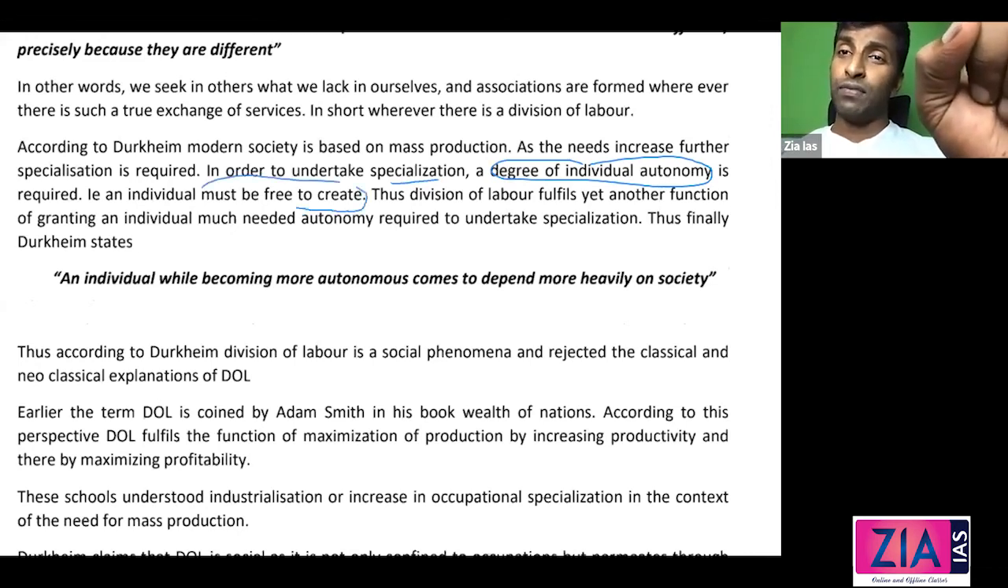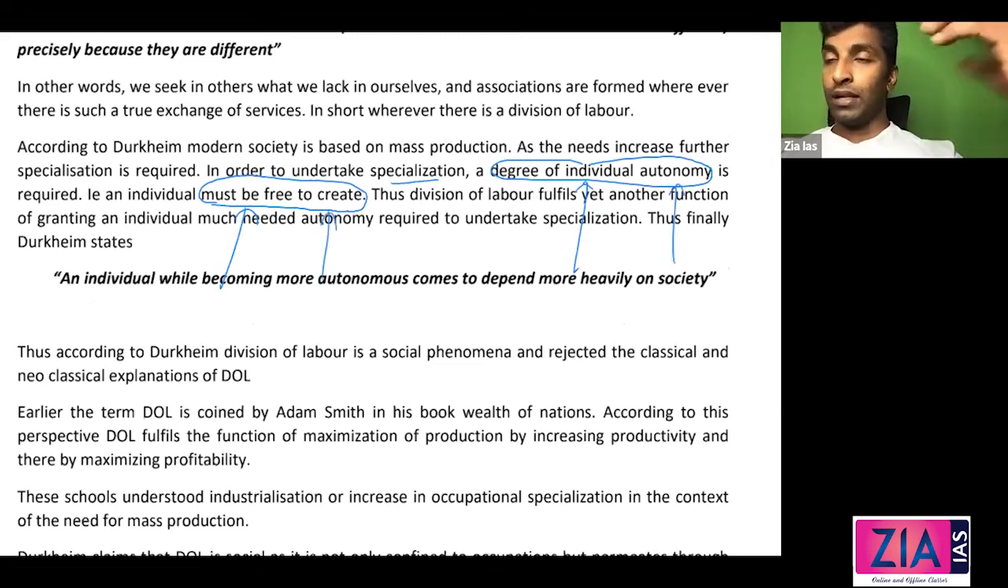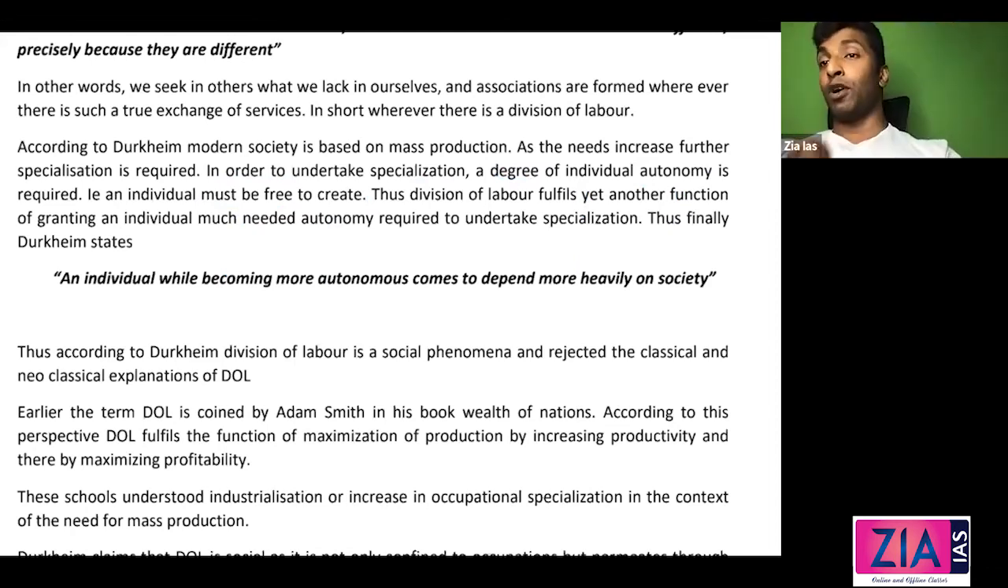Guys, these words are very, very important. Keep in mind, I've told this before, and this is where you're connecting, right? I see the word create. I see this word autonomy. These are the words which have to be there in your answer. That's where you make the comparison proper.